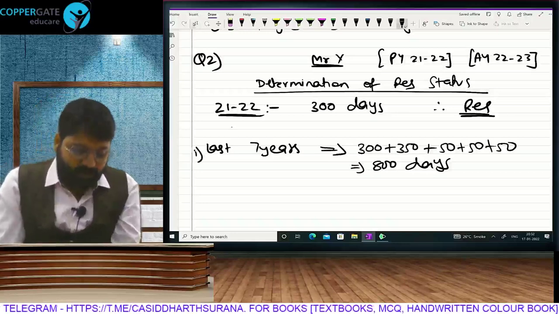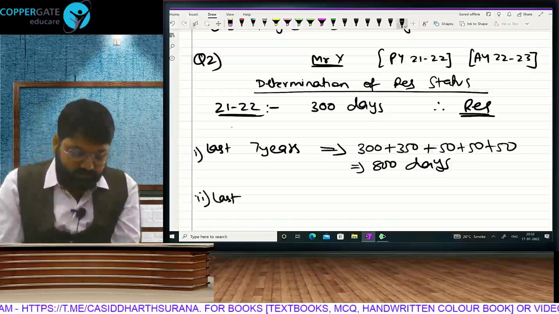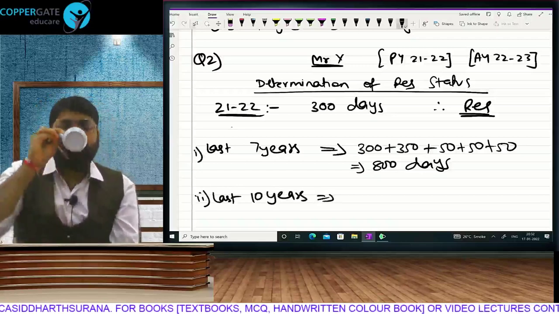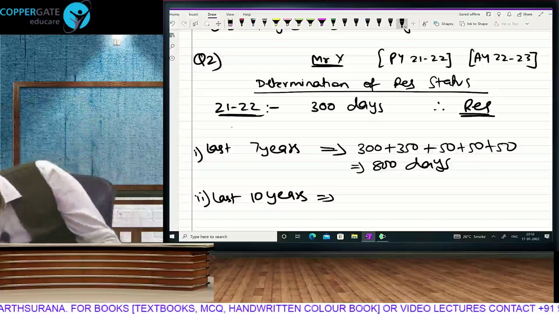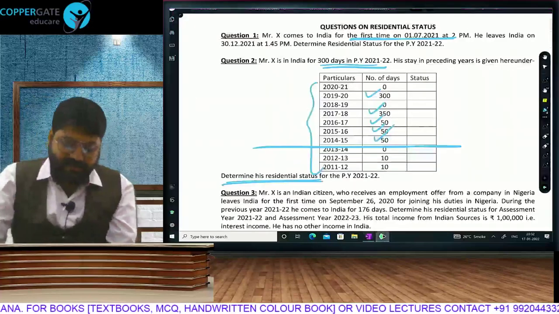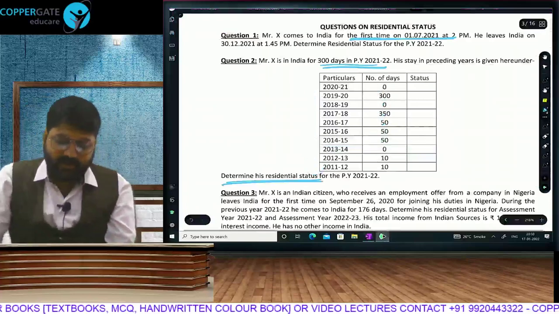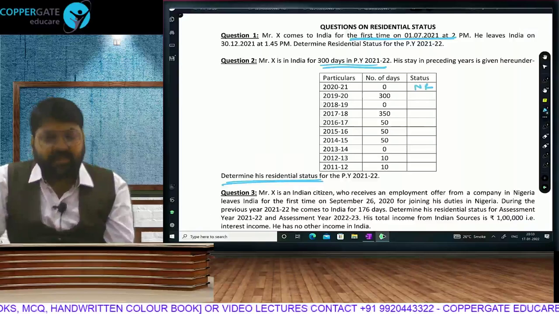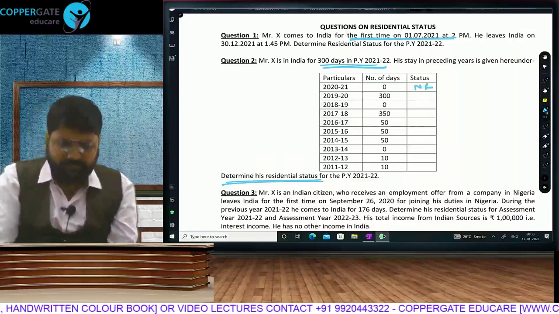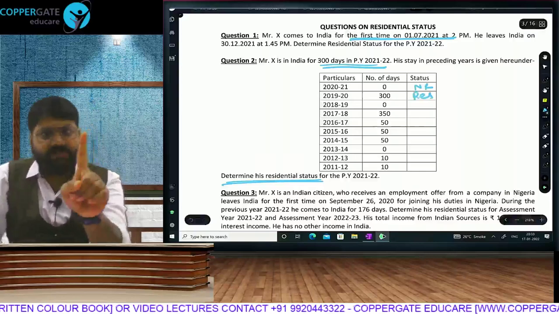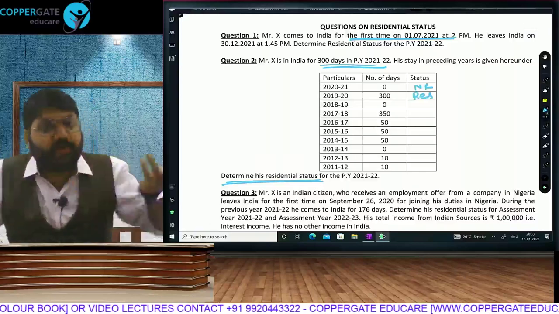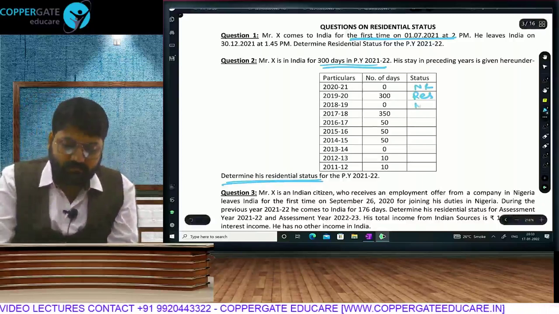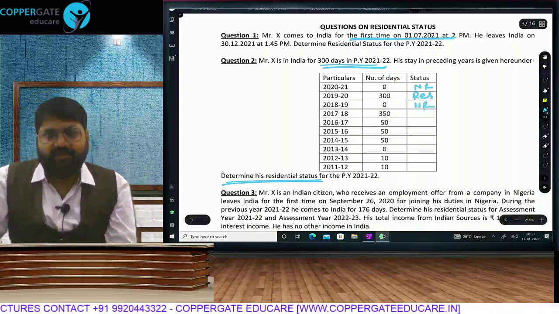Are you following? And then what do you check? Last 10 years. In last 10 years, what do you need to be? Any 2 years you have to be resident. Let's have a check. Last 10 years. 2021, 0. Can I say non-resident? 1920. Very clear answer. Resident. That means we got one. We want only two. If it is more than two, great. What about 18-19? Non-resident. What about 17-18?